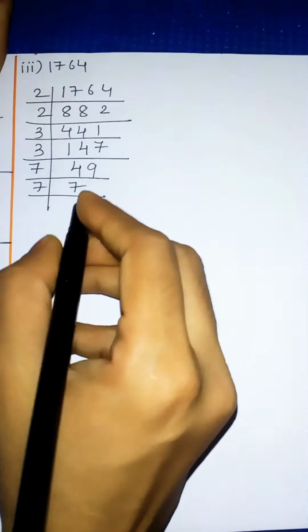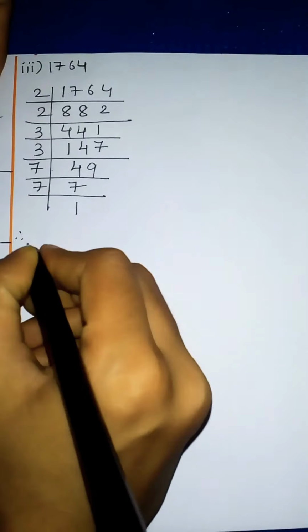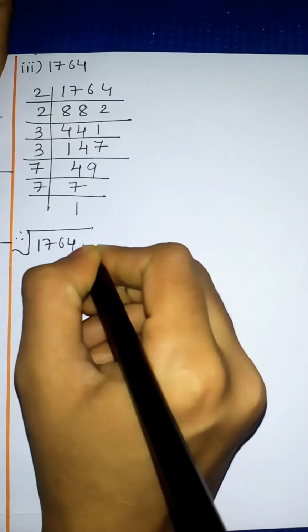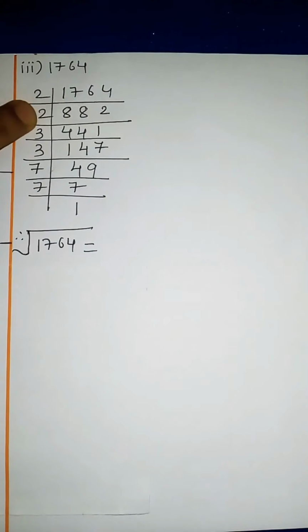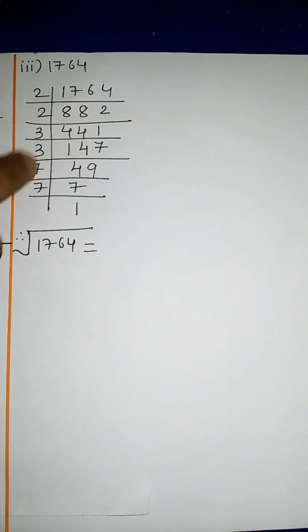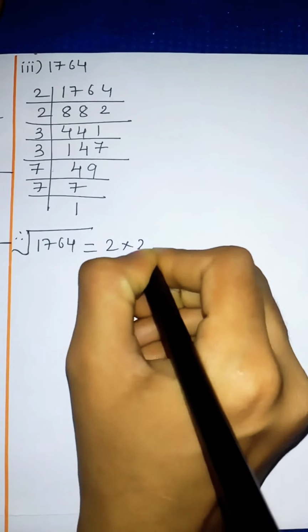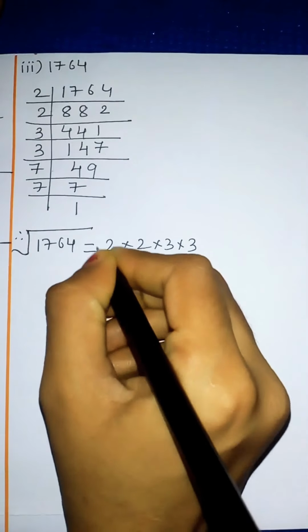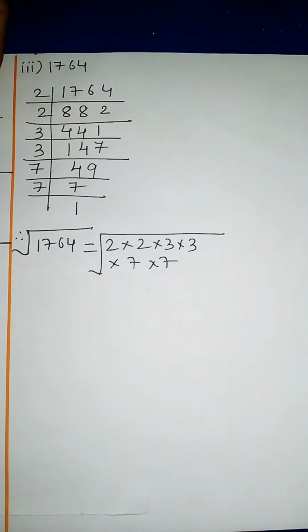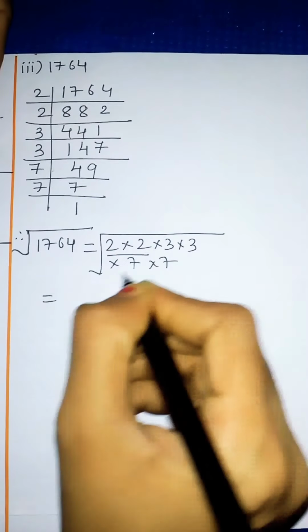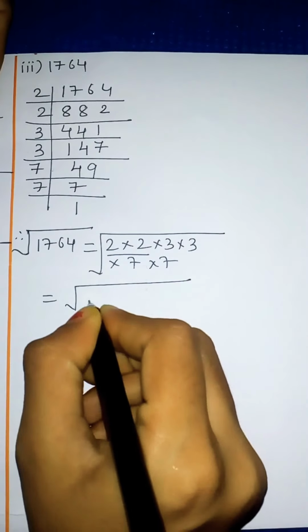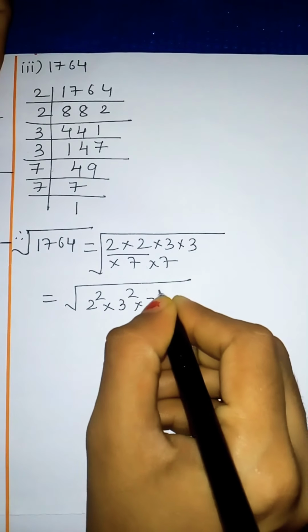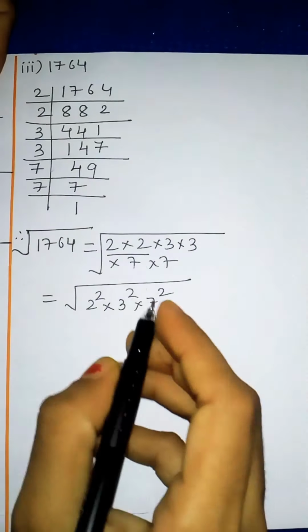Now we will write the factors of this. So the square root of 1764 will be equal to the square root of 2 into 2 into 3 into 3 into 7 into 7. We will write all these factors: 2 2 times, 3 2 times and 7 2 times. All this we will write under the root. Now we will pair up. 2 is 2 times, multiplied by 3 2 times and then multiplied by 7 2 times. So this we are getting.